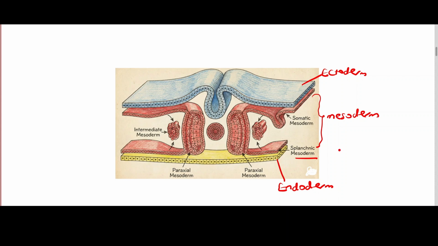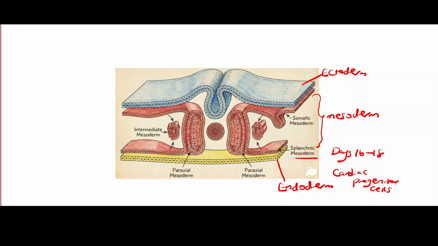Now around days 16 to 18 of development, cells in the splanchnic mesoderm at the cranial end of the embryo begin to specialize. These cells are called cardiac progenitor cells. Okay, so they aggregate to form a horseshoe-shaped region known as the cardiogenic area.